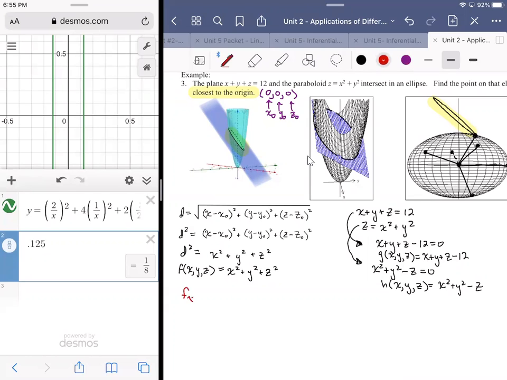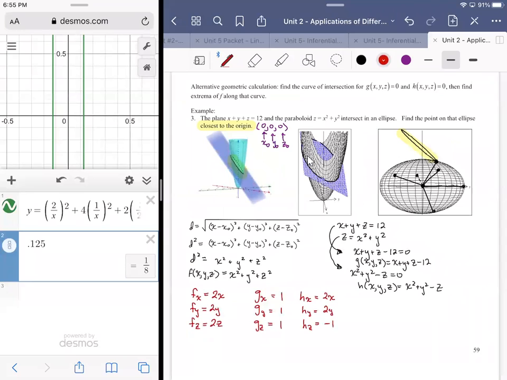So f sub x, 2x, f sub y, 2y, f sub z, 2z. Not too bad. For my g's, all straight up ones, right? Sign up for that any day. And then my h is 2x, 2y, minus 1.